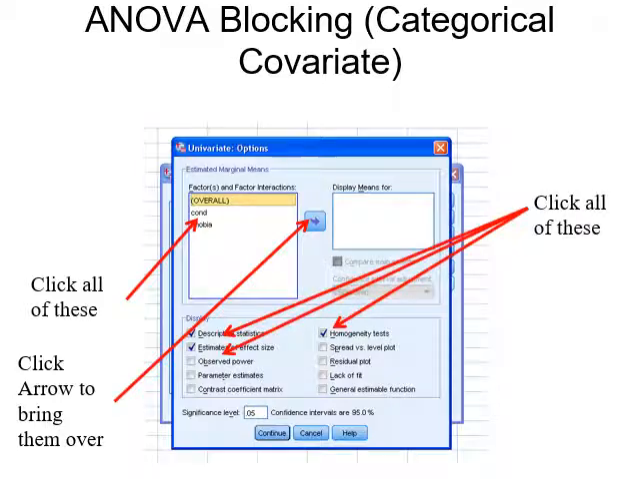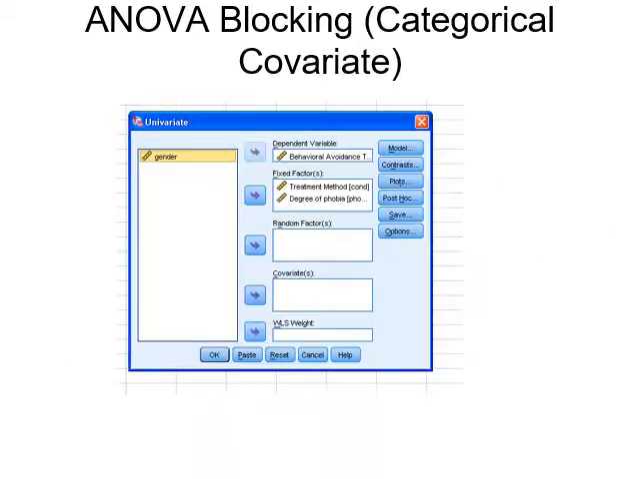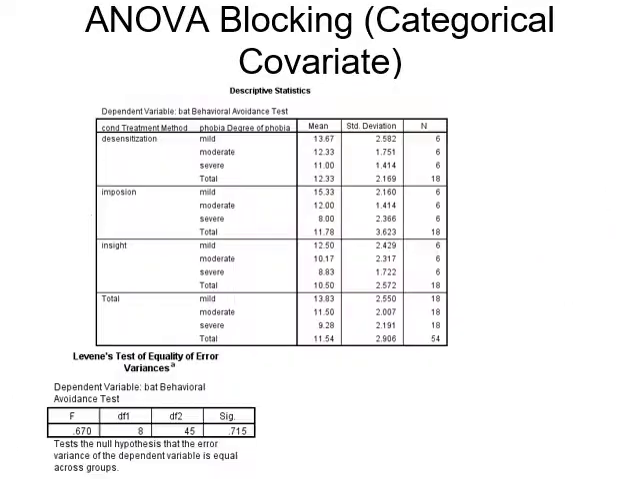And finally, we're going to ask for descriptive statistics, effect sizes, and the homogeneity test, which in this case would be a Levene's test. Again, we're going to click continue, and at this point, we're going to click OK. And this is the first thing we're going to get: our dependent variable as it relates to both our condition, which had 3 levels: desensitization, implosion, and insight, and our covariate blocking, which was mild, moderate, or severe phobia.